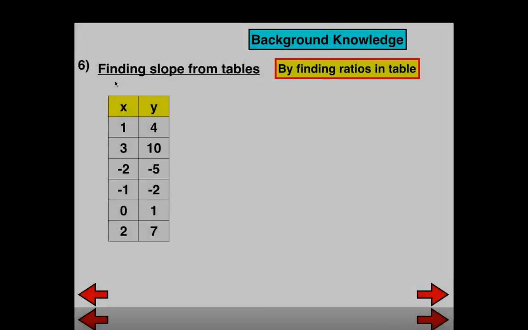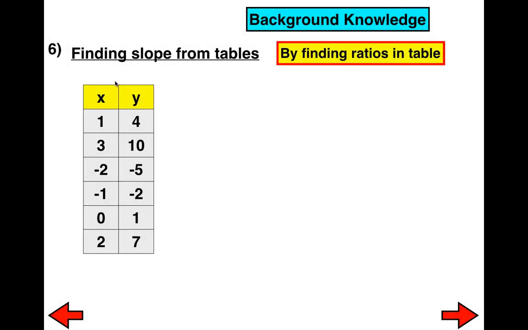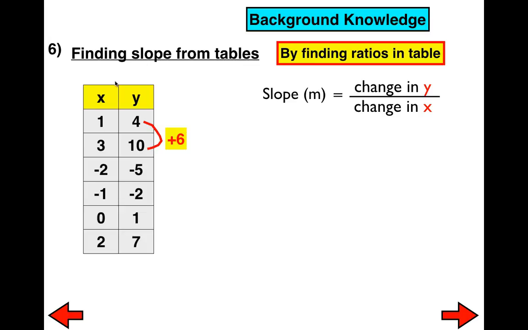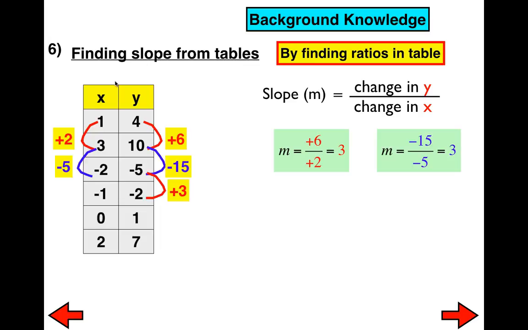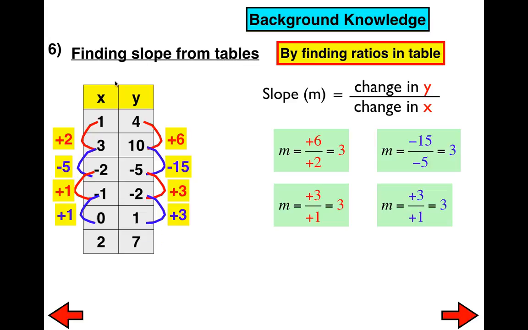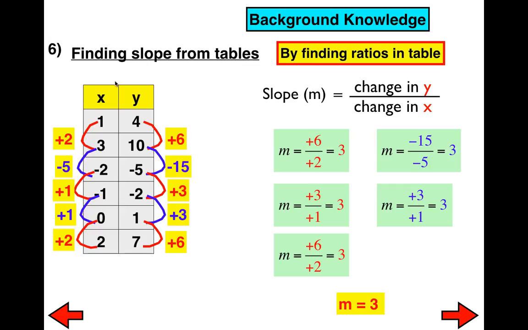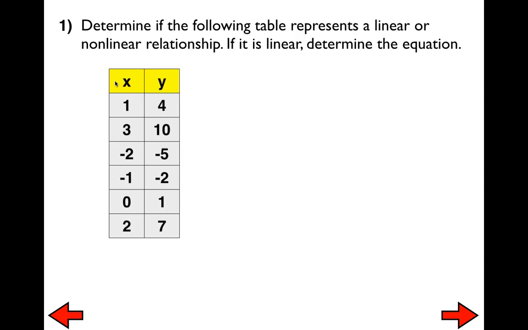So first things first, we're going to go over some background knowledge. We went over how to find a slope based off of a table. What we did was figure out the change in y over the change in x. So in this case, how did 4 become 10? You add 6. How did 1 become 3? You add 2. So you would check your ratios as you go to make sure they are the same so that you can prove that there's a constant rate of change. If you can prove that, then you can figure out what the slope is, which in this case is 3.